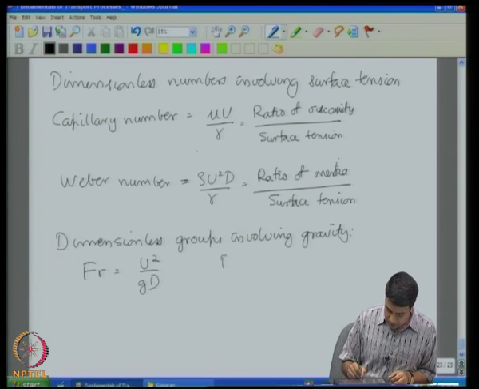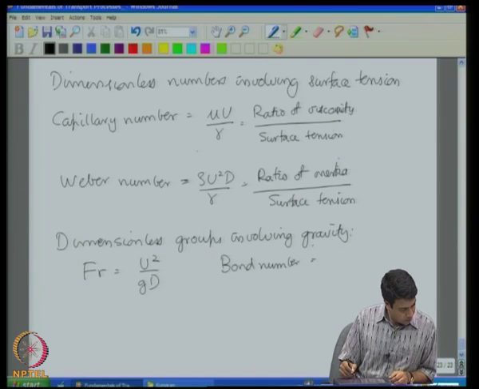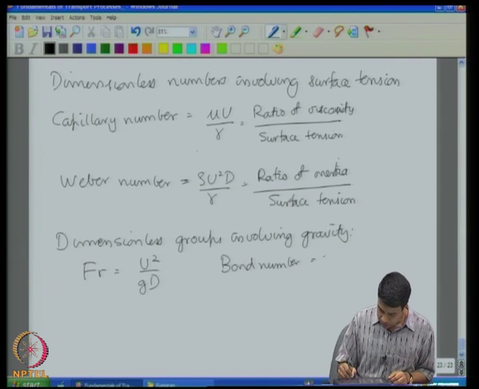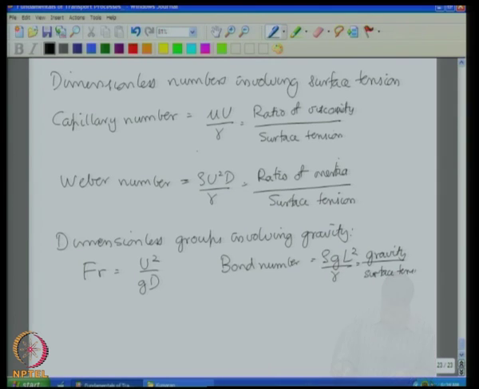And you can also have something called the Bond number, which is rho g L square by gamma, which is the ratio of gravity by surface tension. The Froude number is the ratio of inertia with respect to gravity. So, these are important dimensionless numbers, for example, which involve surface tension, gravity and so on.